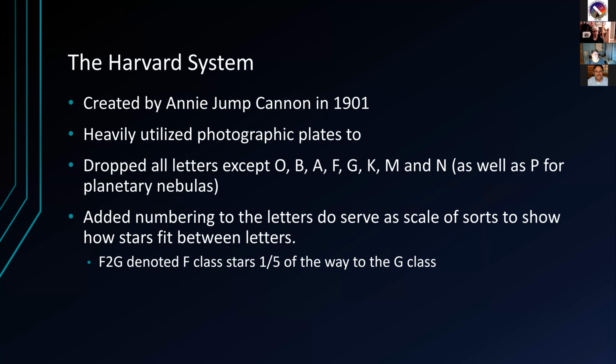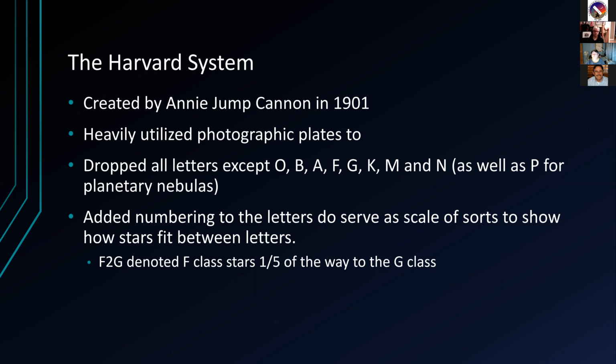She was also using photographic plates in her research. She took the Draper system that Fleming had made and dropped all letters except O, B, A, F, G, K, M, and N, getting us closer to the modern classification system that gets used today. She also kept P around, which was used for planetary nebulas, but this has been dropped from our modern classification systems, as well as N.